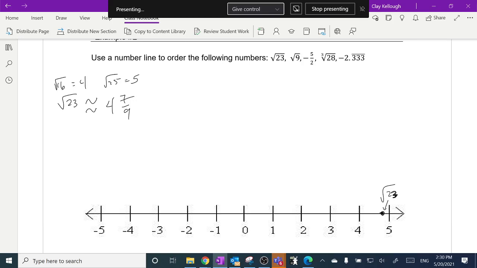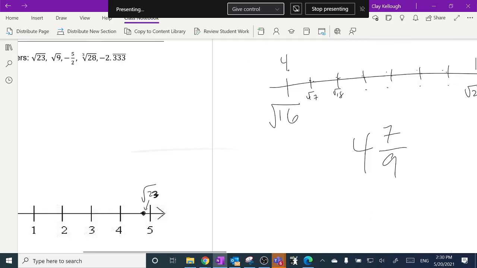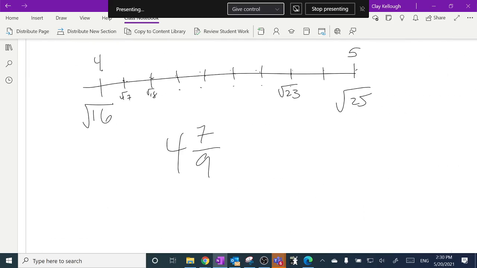Now, every once in a while when I show that to students, they go, oh, that's a neat way to estimate a square root. And then every once in a while somebody looks at that and goes, wait a minute. Why isn't that exactly the right answer? I mean, you counted on a number line. If this is 16 square rooted, which is 4, and this is 25 square rooted, which is 5, why isn't the square root of 23 exactly 4 and 7/9? And that's a good question.